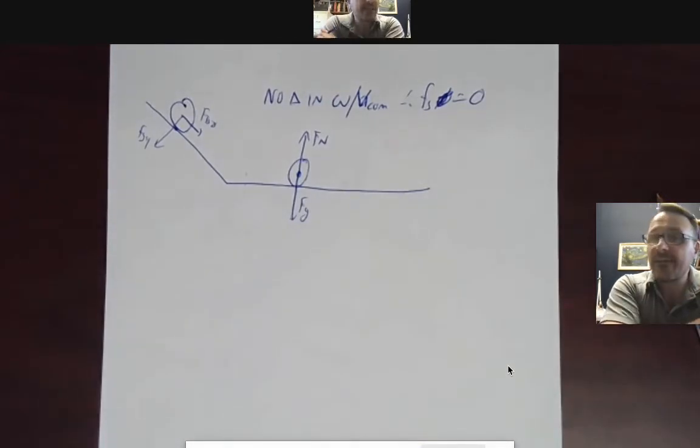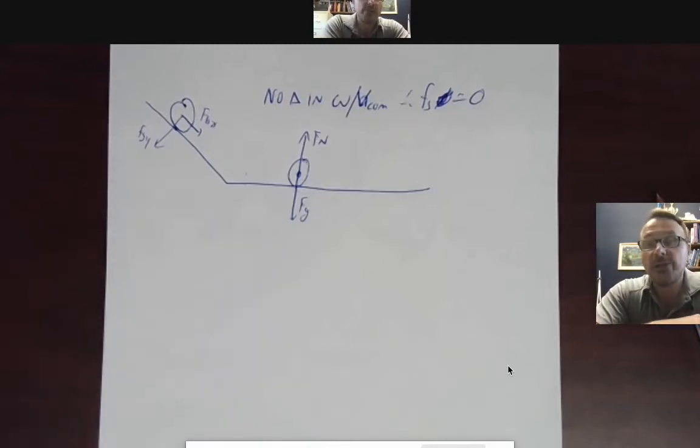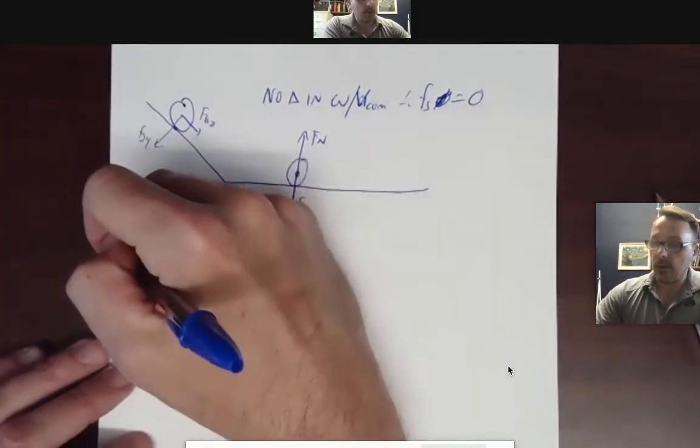So static friction here for an object rolling without slipping only exists while the rotational motion and the translational motion are changing. All right, cool.